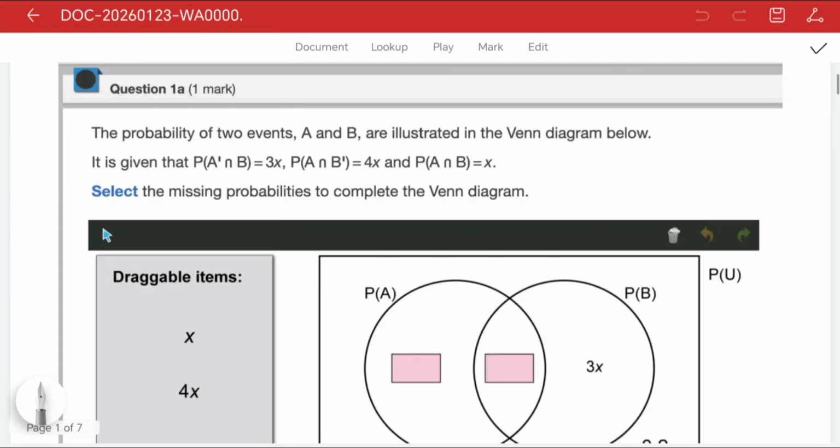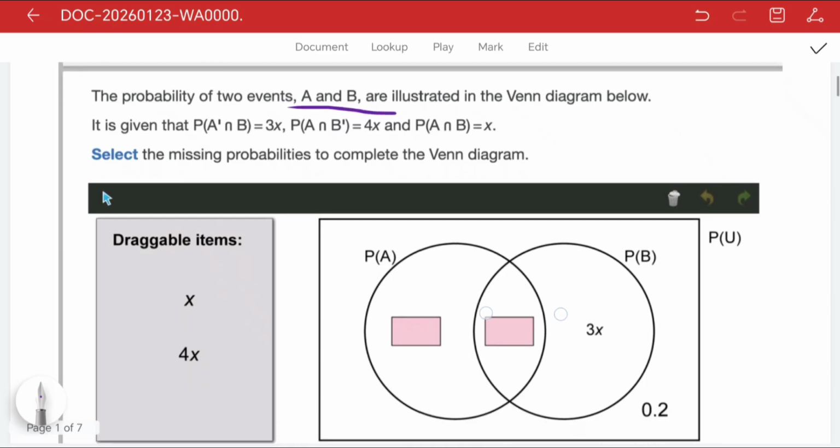Today we are going to solve the e-assessment MYP-5 final exam, May 2022. So look at the first question. The first question is the probability of two events A and B illustrated in the Venn diagram. So this is the Venn diagram.